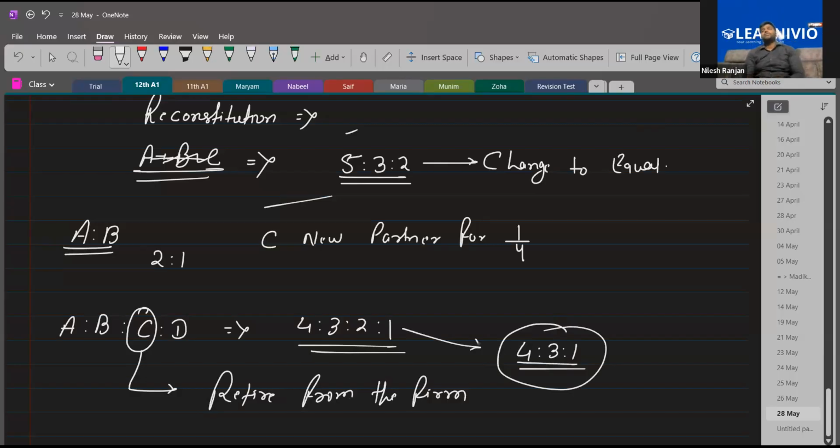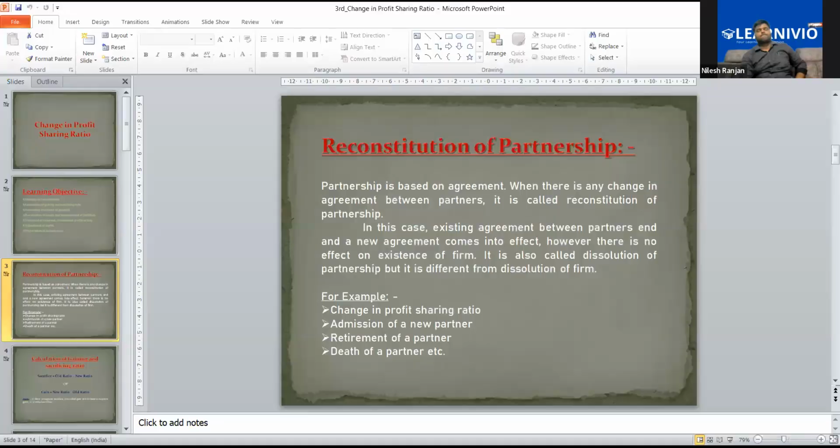Okay, so whenever there is change in ratio of partner, it is also called change in a relationship between partners. In the same manner, if any partner is dead, he is deceased, so again, there will be some change in the ratio. So all these situations lead to reconstitution. Is that clear? Yes, sir. Please write this if you have not written.